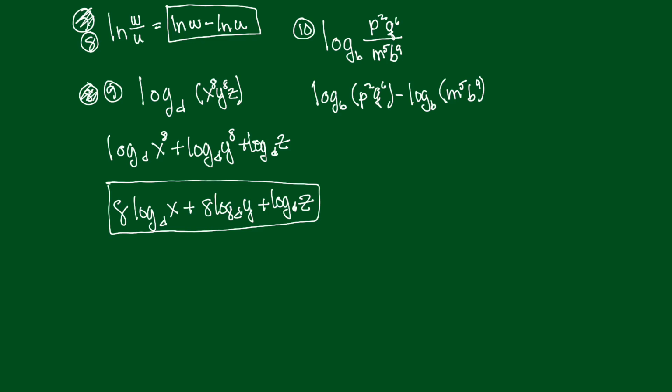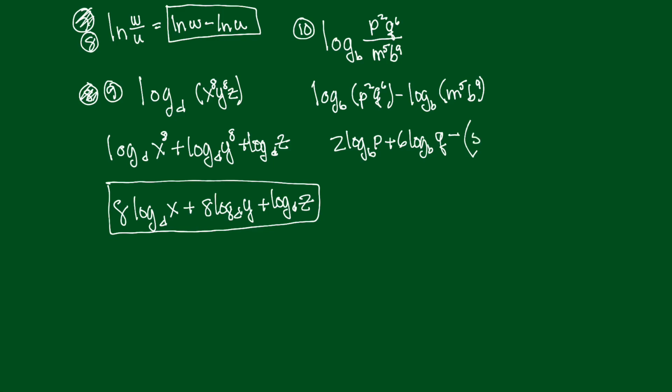As I write this, I'm going to bring the exponents down in front as multipliers. So how about if we write 2 log base b of p plus 6 log base b of q. Now, minus. Be careful with the minus. I have to subtract all this. So I'm going to use parentheses here and then clean that up in the next step.